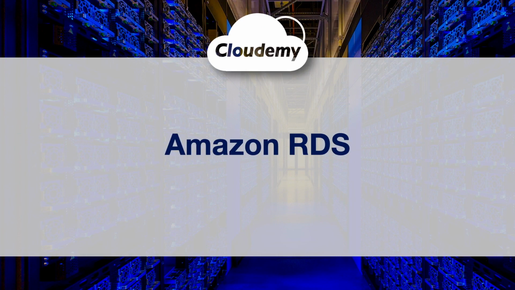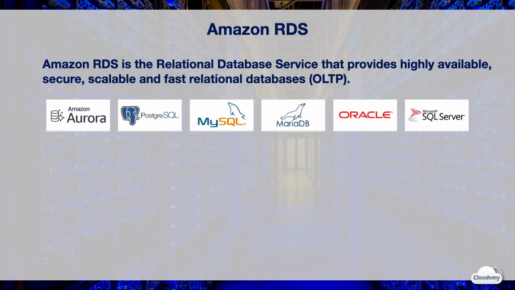In this episode, we're going to look at Amazon RDS. Amazon RDS is the relational database service that provides highly available, secure, scalable and fast relational database options for your OLTP applications. RDS is suited for applications that require data integrity and perform frequent transactional reads and writes. RDS offers 6 database engines. They're MySQL, PostgreSQL, MariaDB, Oracle, Microsoft SQL Server, and Aurora database engines.